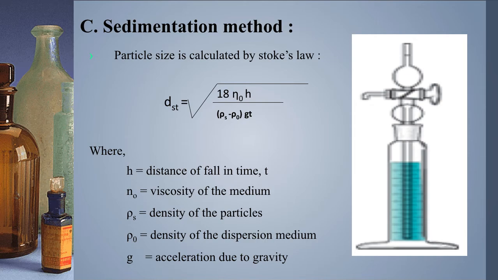So again, another example: if you have your suspension after shaking, you will observe it for certain seconds or minutes. If the sedimentation happens through a certain distance, about 10 centimeters within 3 minutes, so the time will be 3 and the distance will be 10 centimeters, then you can use the equation to calculate the diameter of the particle.